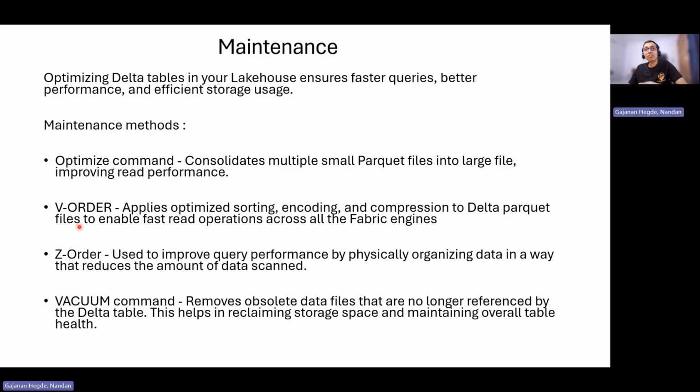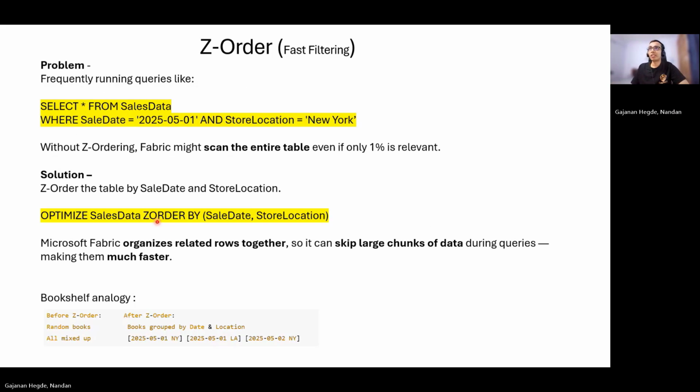Then there is something called V order and Z order. Those who are familiar with indexing can consider V order and Z order somewhat similar to indexing. It is with respect to how we are preserving the data within that corresponding parquet file. So basically V order applies optimized sorting and encoding to enable fast read operations across all the Fabric engines. Whereas Z order is used to improve the query performance by physically organizing the data in a way that reduces the amount of data scanned. So let's understand Z order in detail.